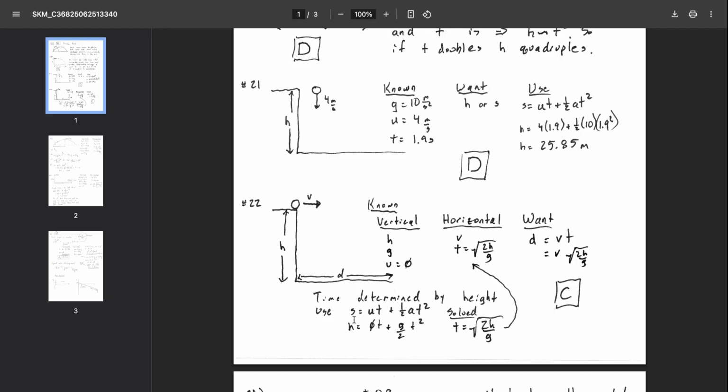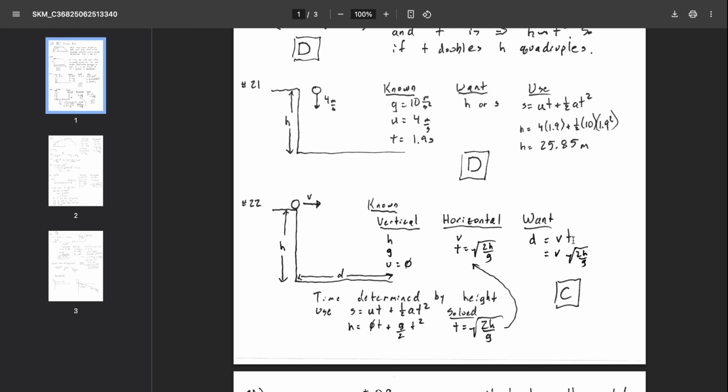And so then you can figure out that the initial vertical velocity is going to be 0. So u for the vertical will be 0, which cancels out this term right here. So you can just say h is equal to g over 2 times t squared. So solving that out, you get time is square root of 2h over g. And now you can put that up into the horizontal knowns.